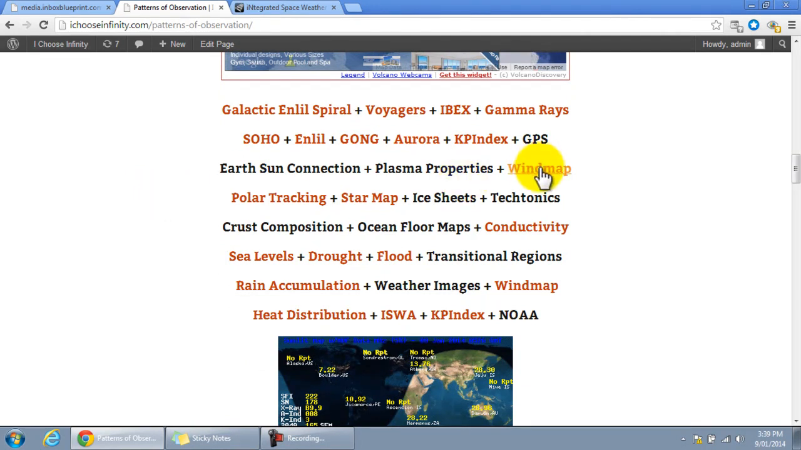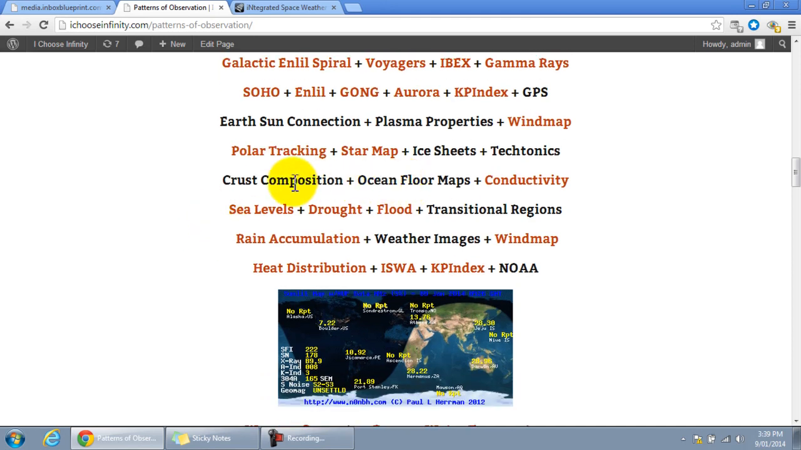So this one's the jet stream conditions wind map. The Earth's poles have been moving, both the poles have been moving, and with star maps you can see where the push and pull of the different fluid dynamics at higher levels interacts and causes the polar tracking. We can look at crust composition, ocean floor maps, and the conductivity of both the ocean and the composition of the floor, because it's an electric universe, and where there's electric current you push and pull.